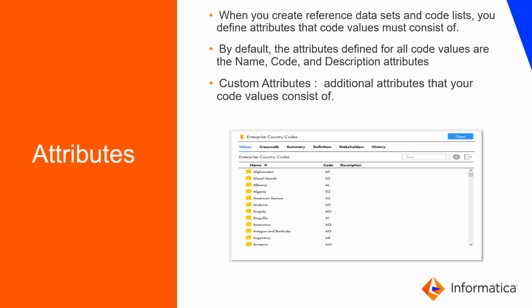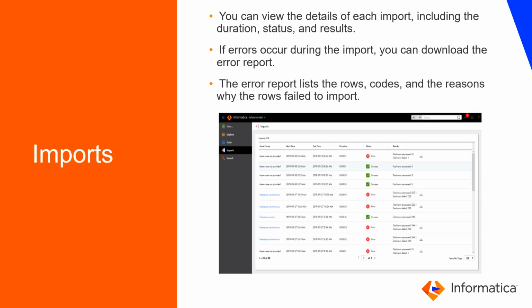Now let's move on to understand what attributes of a code list or a reference dataset are. These are the fields that your code list should have. By default, we have name and code, but we can also create custom attributes like description, region, etc. Now these code value lists can be imported into the system. We can check the status of each of these imports in the import tab provided. We can also download the error log from this tab to check why the imports failed.